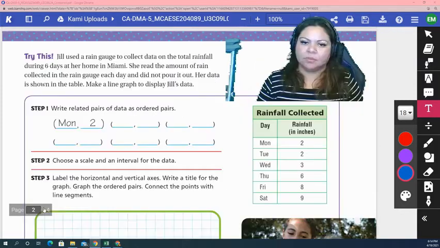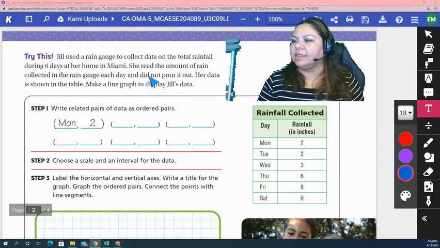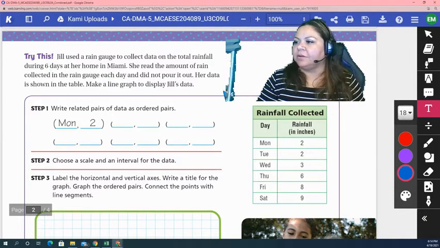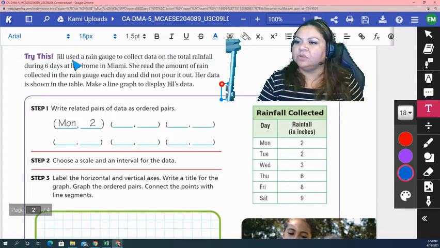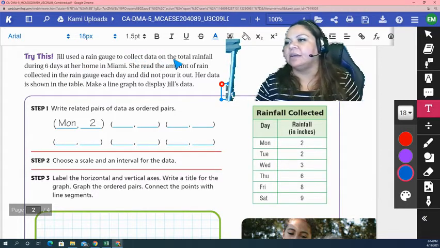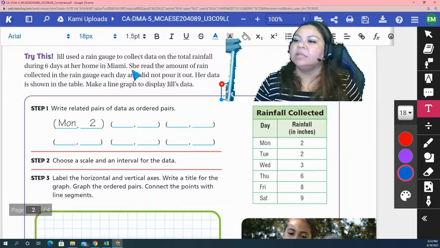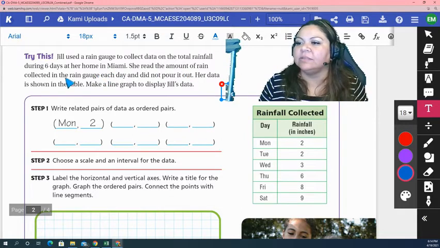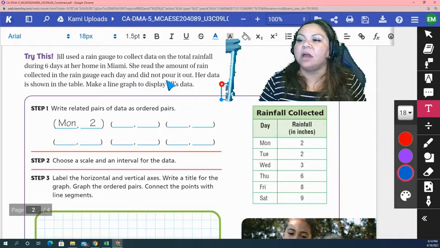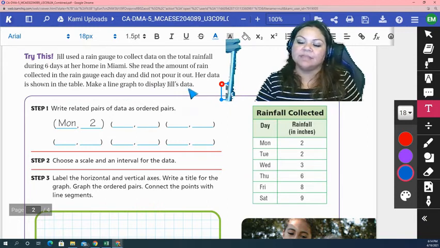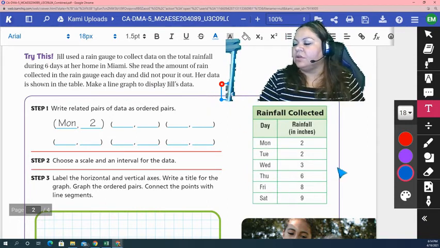All right. So here, let's look at the next page and we're going to try it. Let's read the scenario here. So we have Jill used a rain gauge to collect data on the total rainfall during 6 days at her home in Miami. She read the amount of rain collected in the rain gauge each day and did not pour it out. Her data is shown in the table. Make a line graph to display Jill's data. So here is her data.